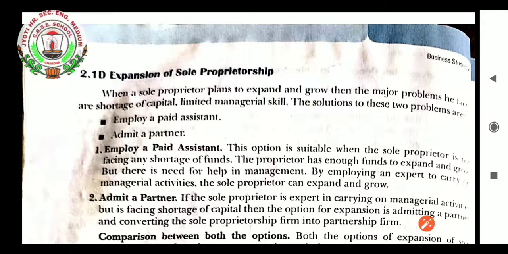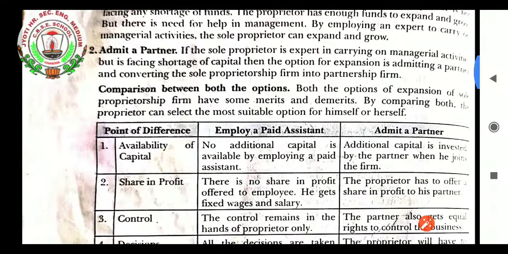When a sole proprietor plans to expand and grow, the major problems he faces are shortage of capital and limited managerial skill. That's why he wants to increase the capital and the managerial ability, and for that he definitely has to expand the business. The solutions to these two problems are to employ a paid assistant or admit a partner. So how could he do it?